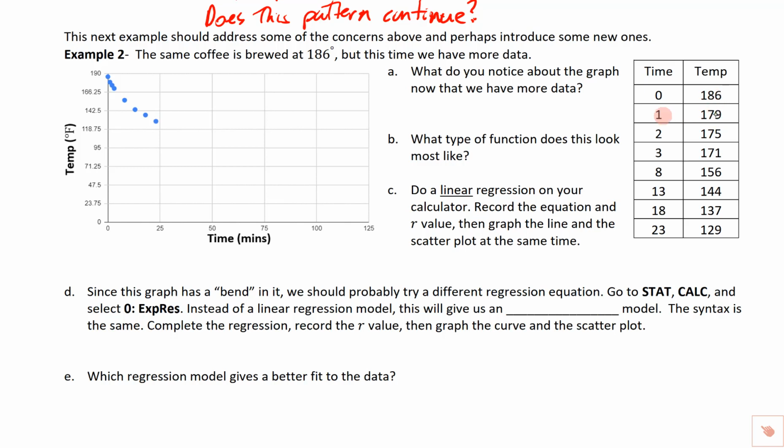It lost 7 degrees in that first minute or so. But here's the rest of the story. This is keeping track of the temperature of this coffee for 23 minutes, and we hit minute 1, minute 2, minute 3, and then about every 5 minutes after that.